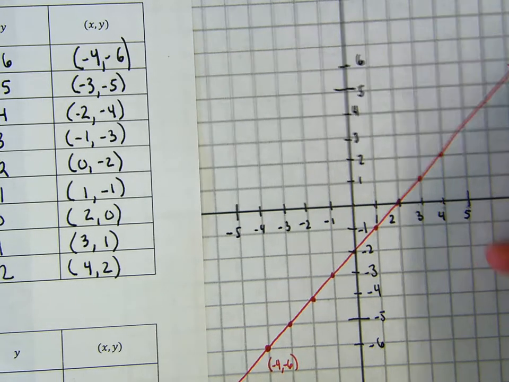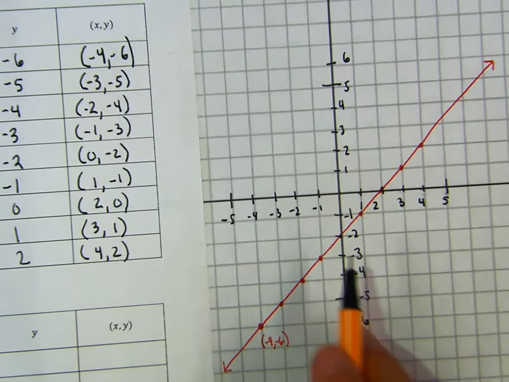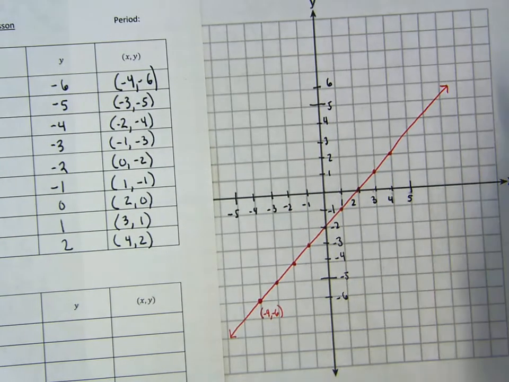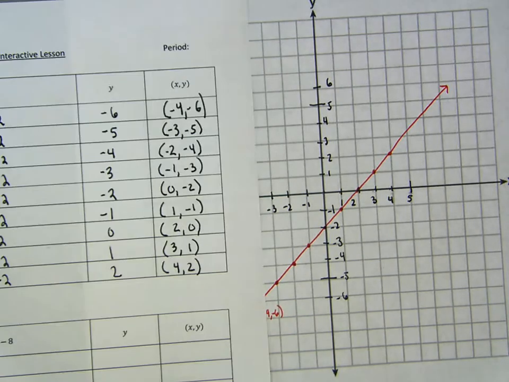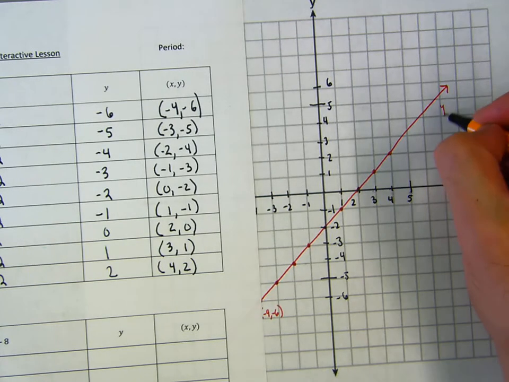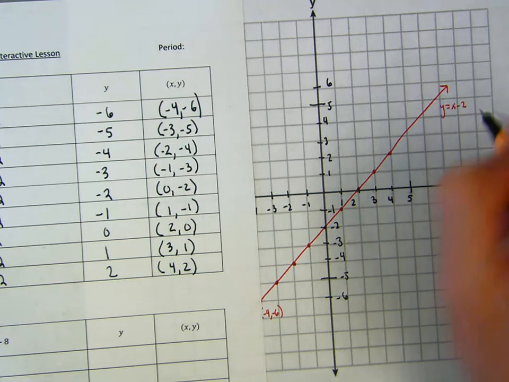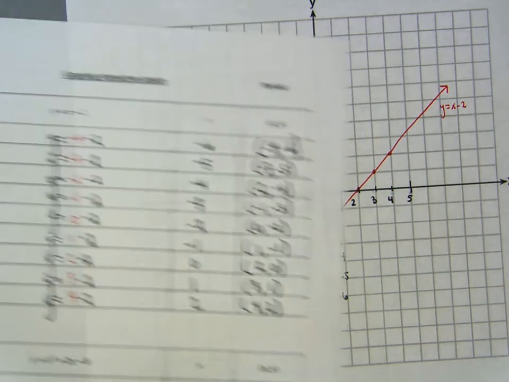It'll just go on for infinity, right? From the left and the right side, it's still going to continue that pattern. Great. So in the red, we have this line, y equals x minus 2. All right, let's try it for the next one.